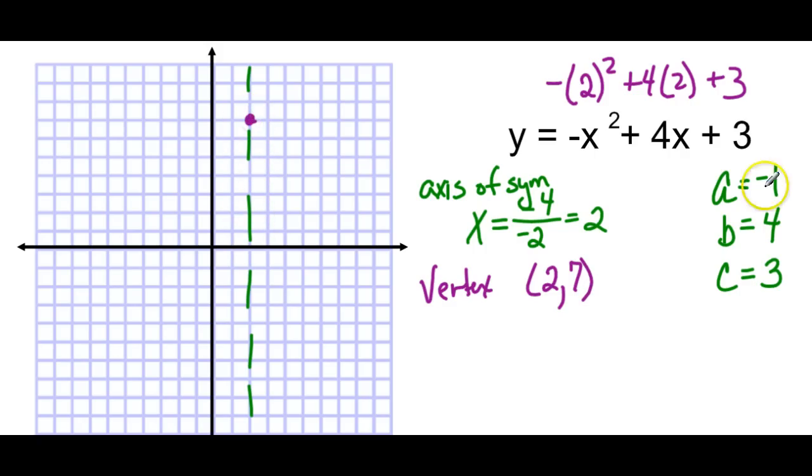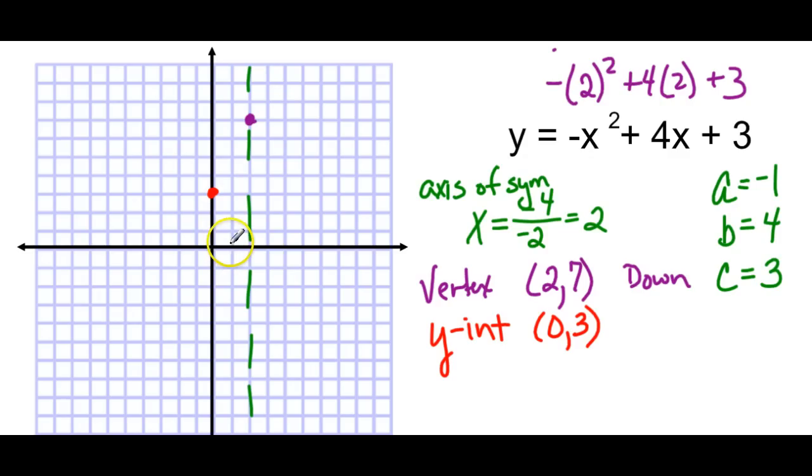We know, because of the A value, that this parabola opens down. Oops, I need to do that. This parabola opens down. All right, and we'll just go ahead and use our y-intercept. And if you haven't figured that out yet, your y-intercept is your C value. So 0, 3.